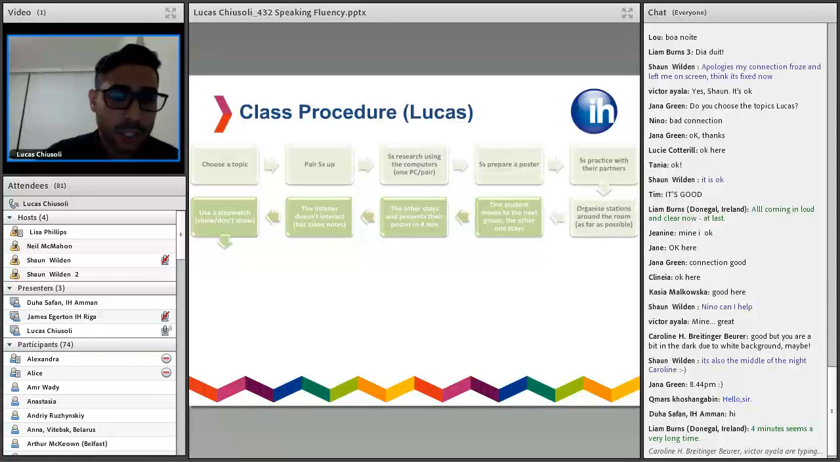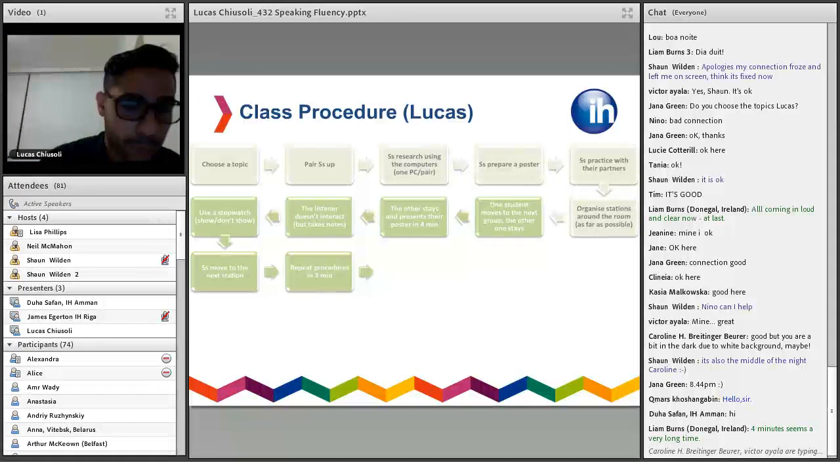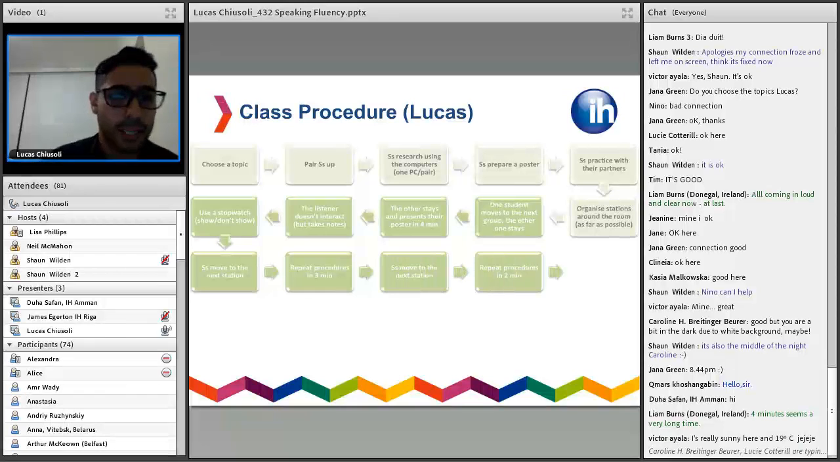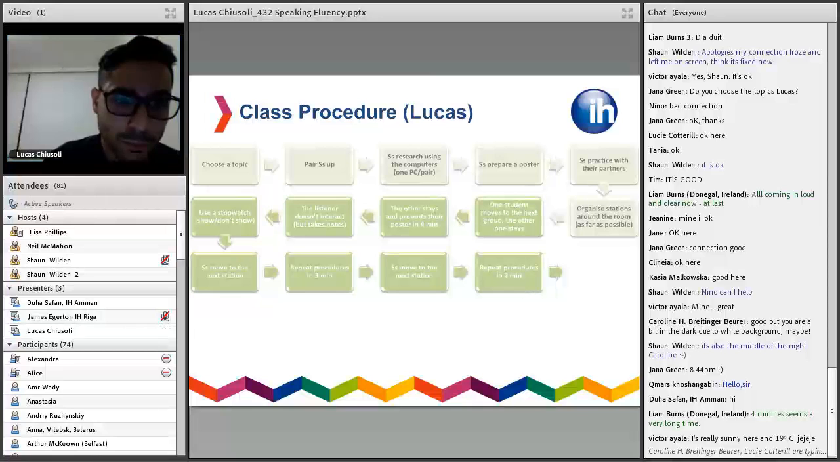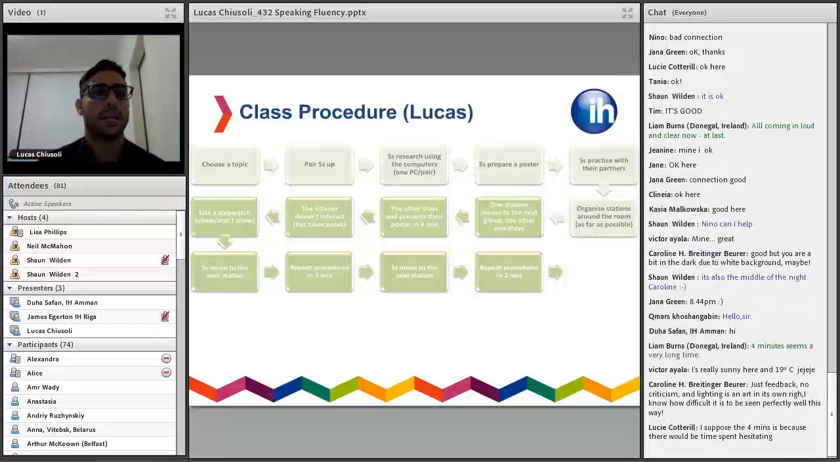Once the 4 minutes are finished, the students move on to the next one. So they're not listening to the same talk, they're moving to the next speaker. And then we repeat the procedure with 3 minutes, and then 2 minutes, and then 1 minute. Okay. So they will listen to different people, and each person saying things at different lengths of time. And in each one they're taking notes, which is very important, but they're not interacting.